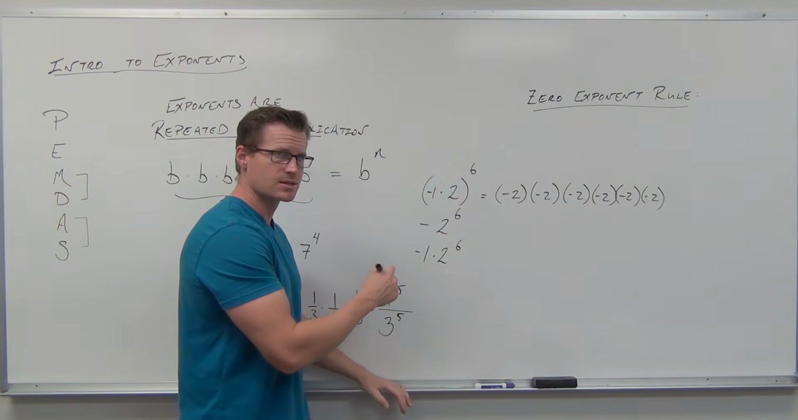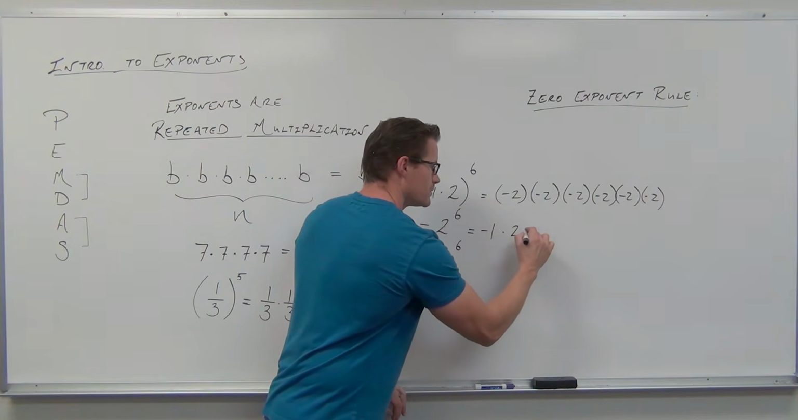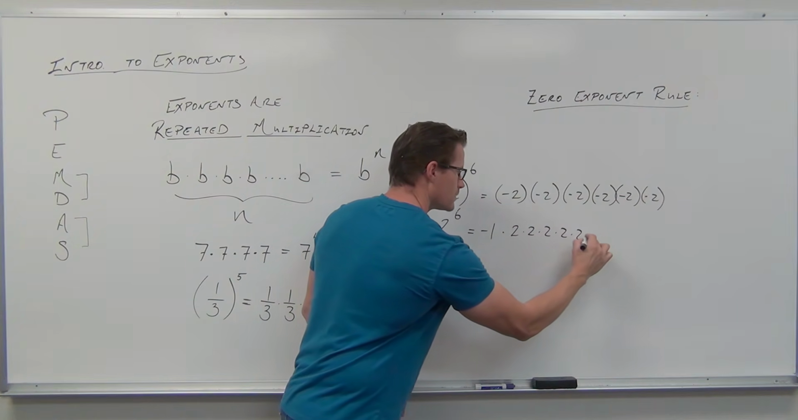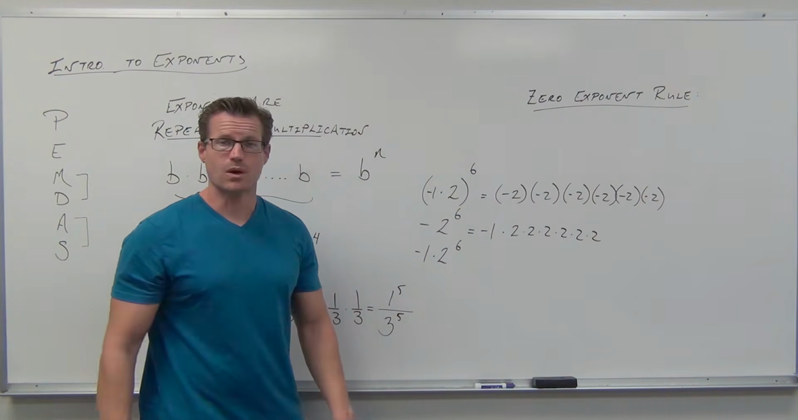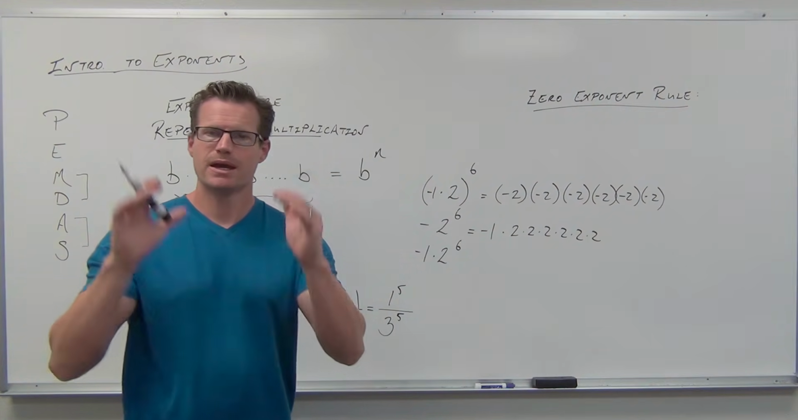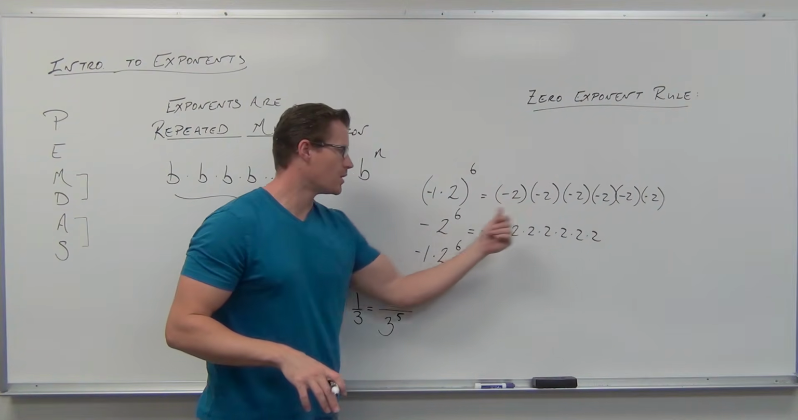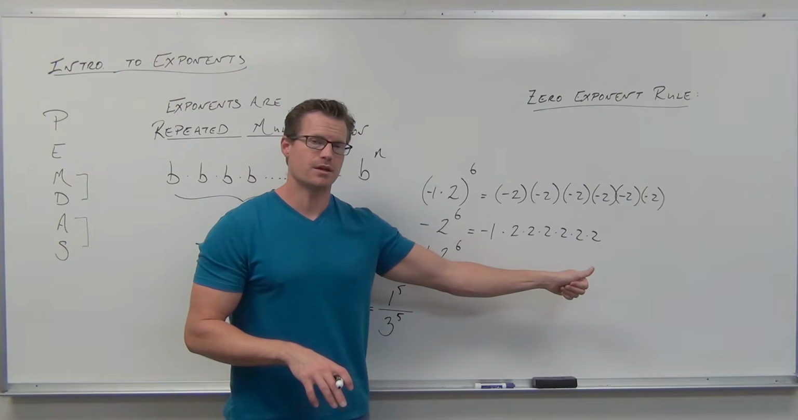So what this really is, is the opposite, or the negative, of 2 times 2 times 2 times 2. That's what that means. That's a big difference. So I need you to really get it. In parentheses, that negative goes with the number. No parentheses, it does not go with that number.